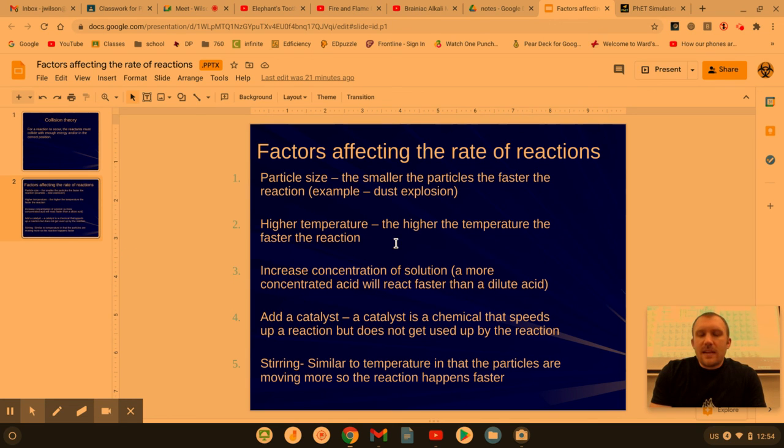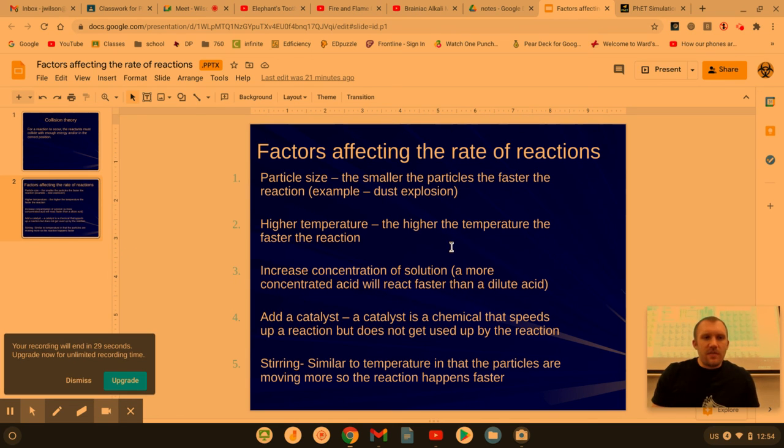Number 3, increase the concentration. So you're just adding more of it. You're adding more of that solution. And of course, that will increase the number of reactions. Adding a catalyst. Catalyst is the toughest one. We're not going to go into details of what a catalyst is, other than to say that it helps them hit with the right orientation. And stirring. Stirring is when you actually add motion yourself by stirring or mixing it. And that, of course, will add to more collisions.